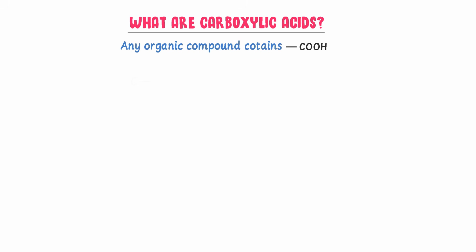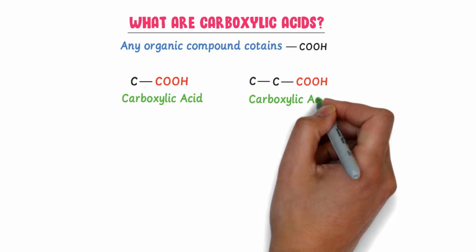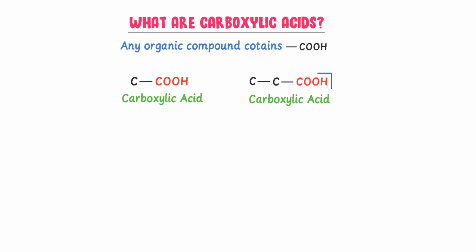For example, consider this organic compound. This is a carboxylic acid because it contains the COOH group. Similarly, consider this organic compound. This is also a carboxylic acid because it contains the COOH group. Thus remember that any organic compound that contains the COOH carboxyl group is called a carboxylic acid.